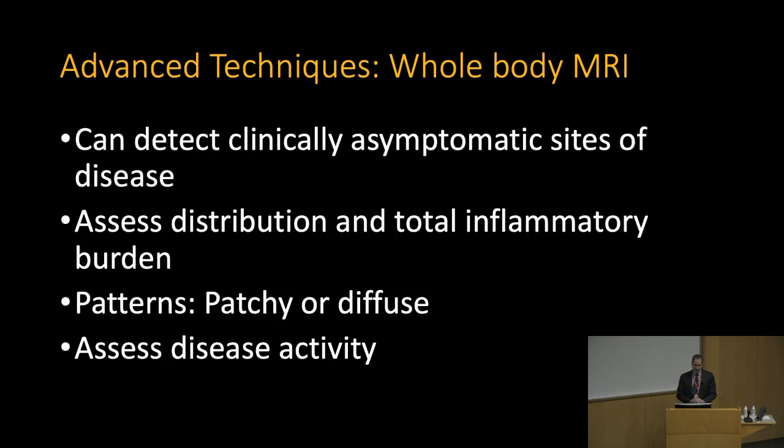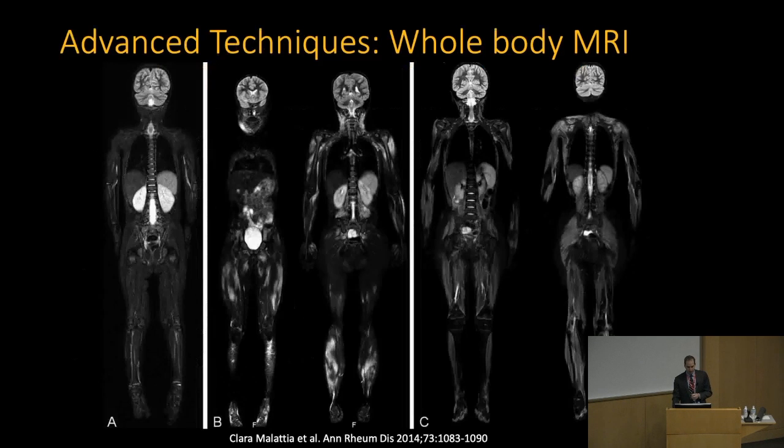And so the power of whole body MRI, as you can imagine, is that it can detect clinically asymptomatic sites of disease, assess the distribution and what's been termed the total inflammatory burden, again, patterns of patchy or diffuse, and assess the disease activity. These images are from a recent article from a rheumatology journal that Dr. Ardalan sent me as well. And what this shows is three different patterns.